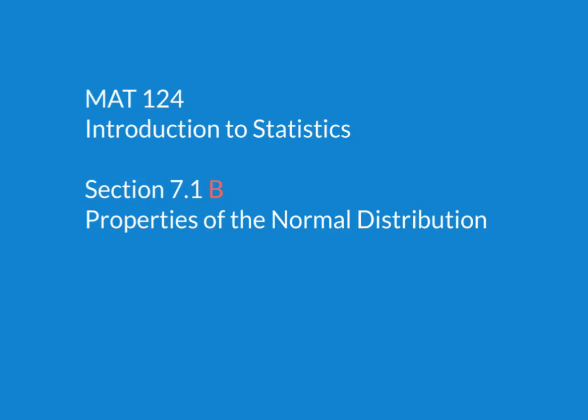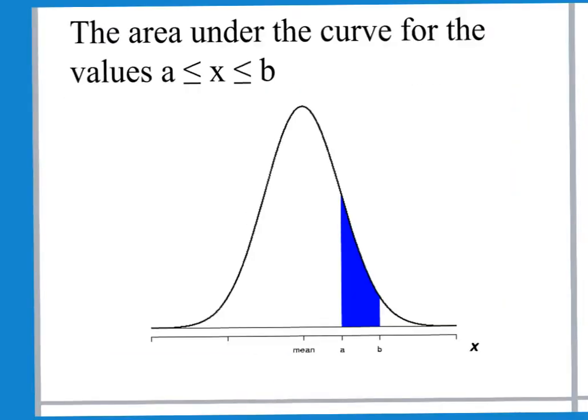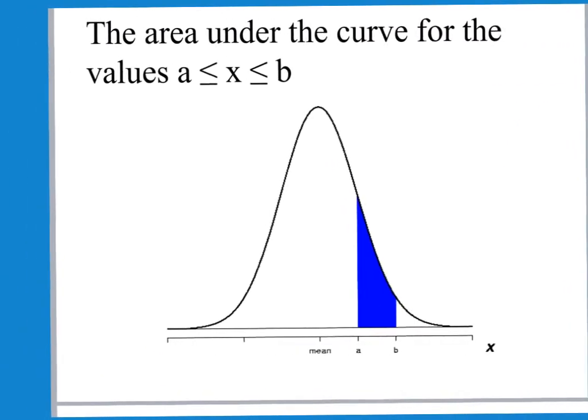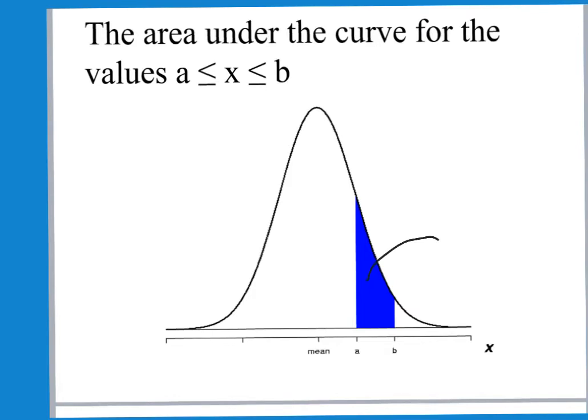All right, welcome back. Let's talk some more about the properties of the normal distribution. Since we know that the area under the standard normal distribution, the area under the curve, is equal to 1, there should be some way to figure out what this much of the area is: the area where x is between or equal to a and b. So it's the area under the curve between a and b. There must be some way to calculate that.